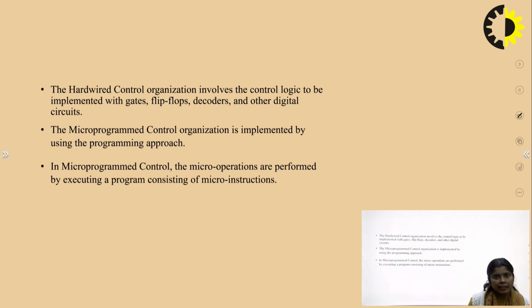The second method to design the control unit is the microprogrammed control organization. In the microprogrammed control unit, the control unit is designed with the help of the microprogrammed approach. As you know, what is a microprogram? Any operation which is performed or executed in a register is called a micro operation.